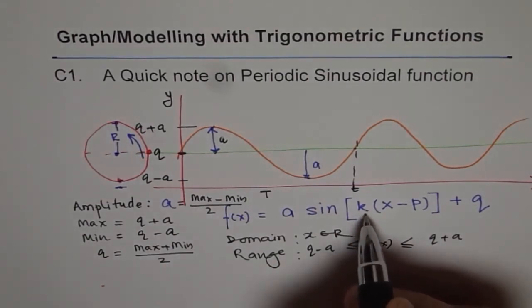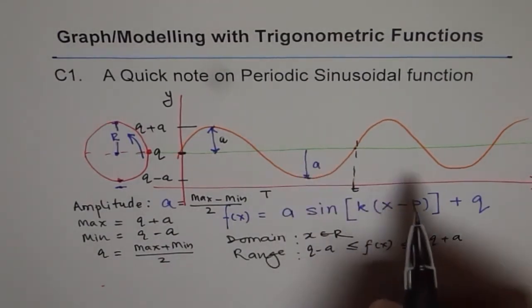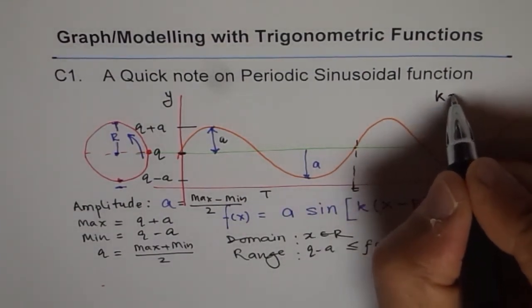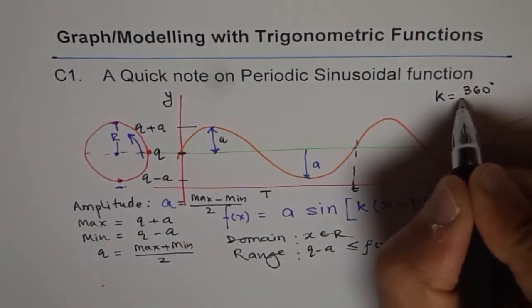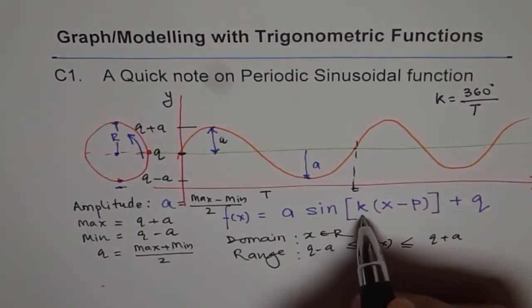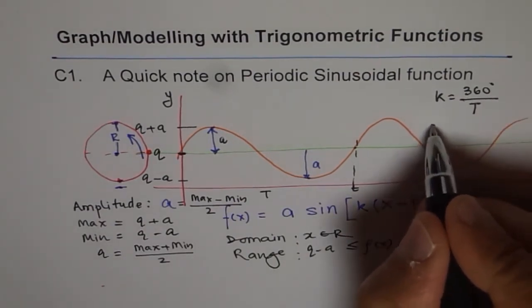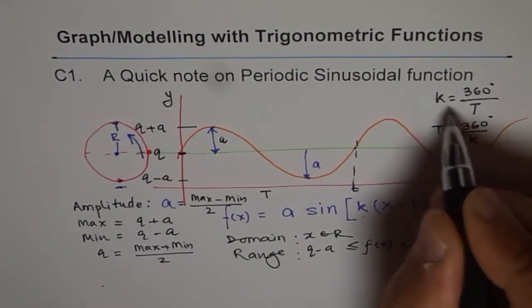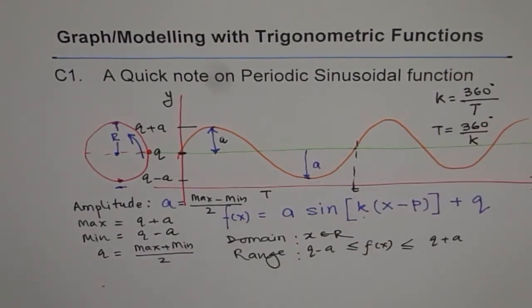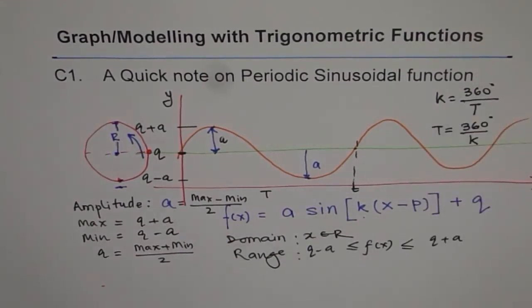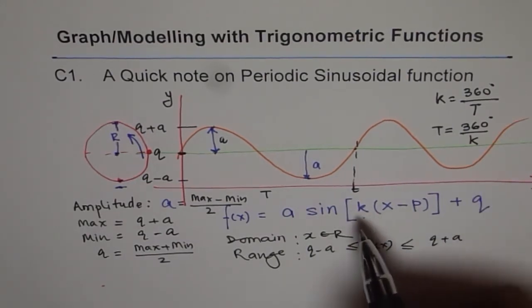But the K value is, now if you make one full rotation, then you do 360 degrees, right? So the K value is equal to 360 degrees divided by the time period, correct? So that is how you find the K value in your equation. If K is given to you, then time period is equal to 360 degrees divided by K, and they are related, right? Inversely proportional to one another with a constant factor of 360 degrees. That is the relation between K and time period.